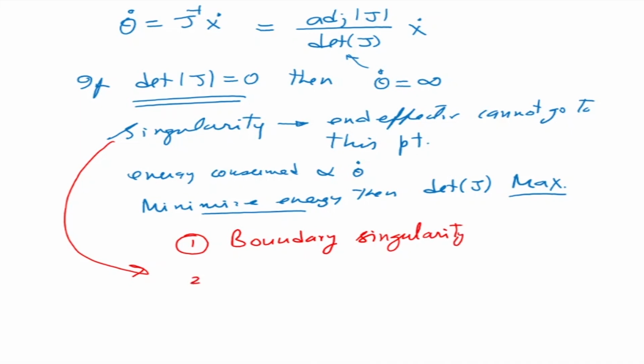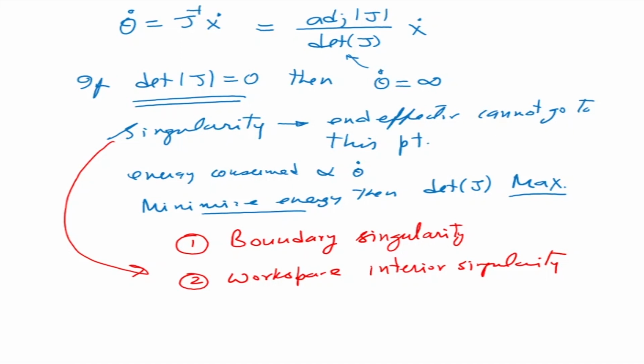Okay. The second type is called a workspace interior singularity. Now, as the name indicates, a boundary singularity is a singularity on the boundary of the workspace, and workspace interior singularity would be a singularity which is inside the workspace.